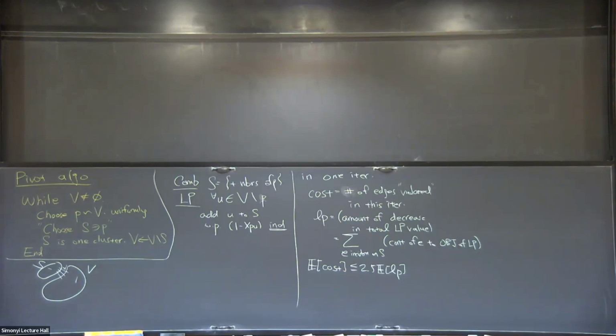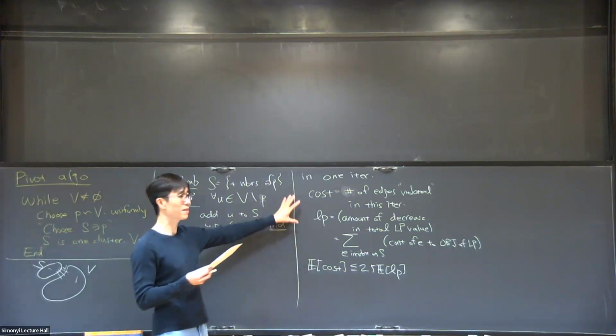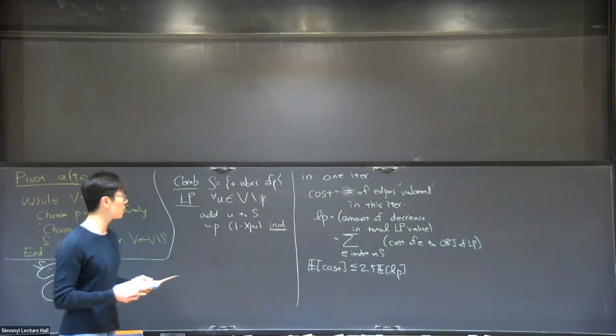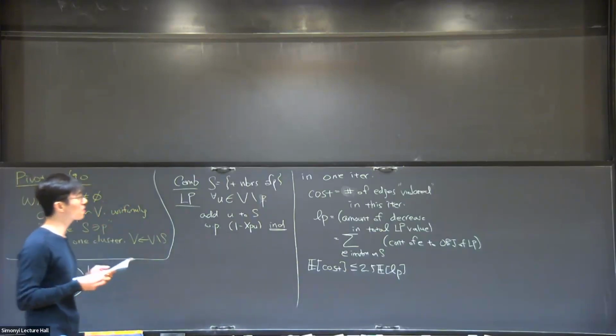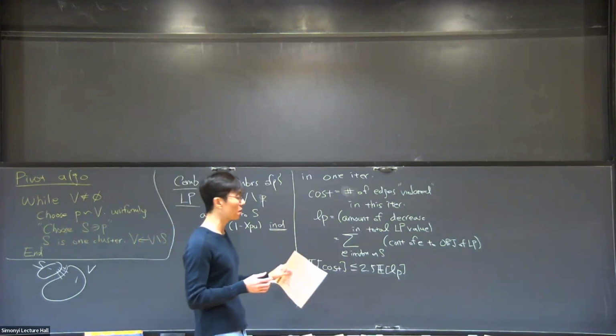Okay, so then that's nice. Of course, then we can kind of forget about the iterations. That's good. But there's still the expected value of cost and the expected value of LP. I think it's still complicated because you choose a pivot at random, you choose S at random, things like this. But then let's decompose them a little bit more.